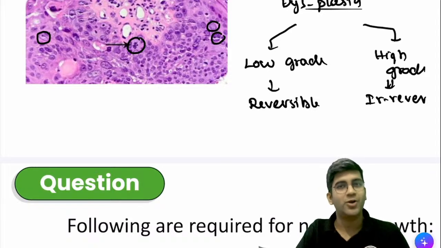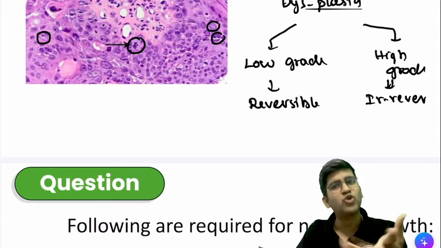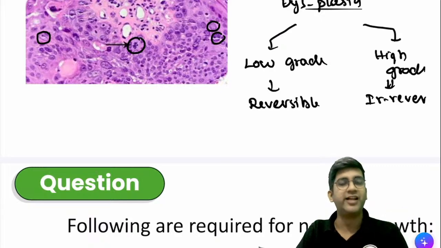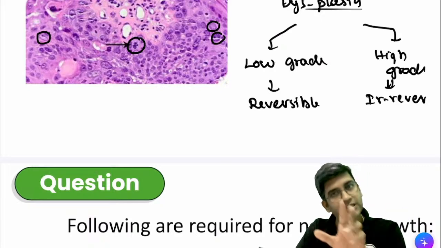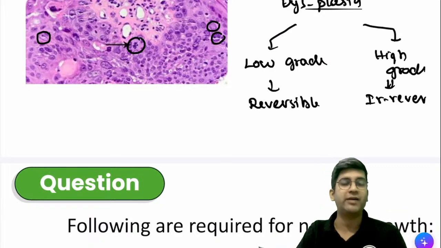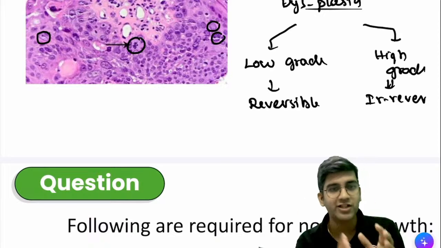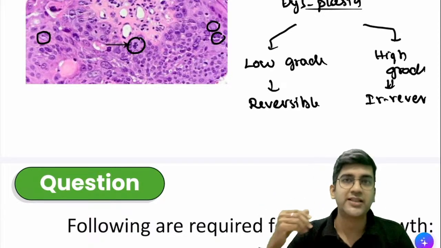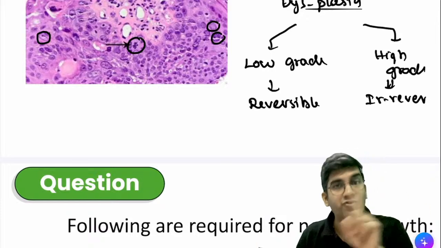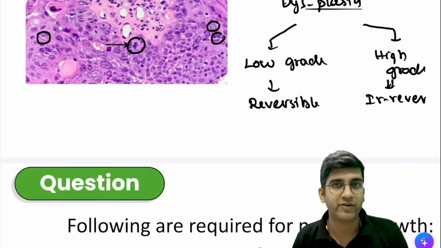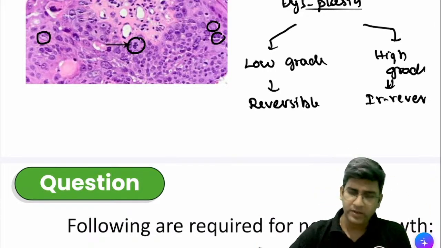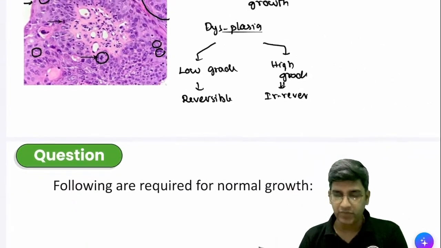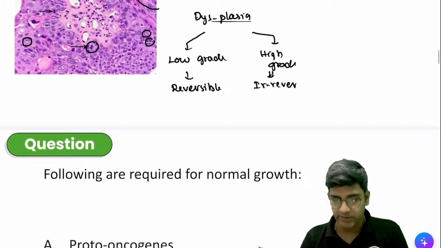Barrett's esophagus, low-grade dysplasia. Treatment is proton pump inhibitors. Medical management. Barrett's esophagus, high-grade dysplasia, surgical management. Because low-grade is reversible, I wait and watch, give some medicine. High-grade is irreversible, nothing will happen, I have to remove the organ. Treatment is based on the microscopy finding, right? That's how we always say one is reversible, other is irreversible, right? So now we know everything about dysplasia as well, right?